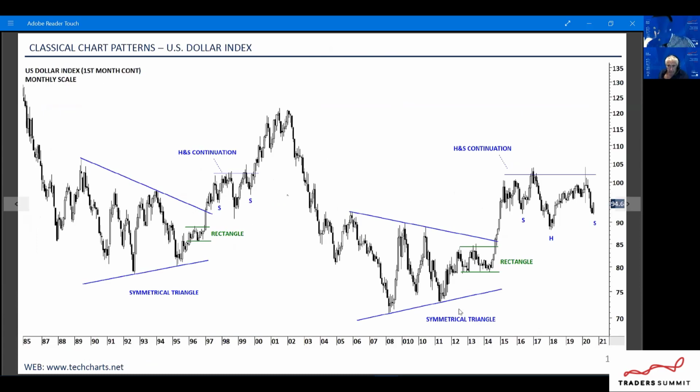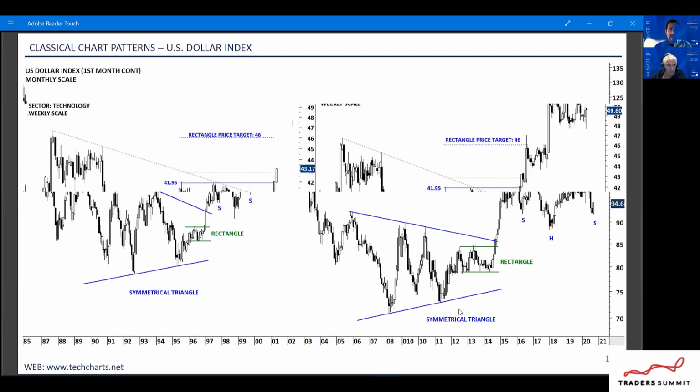Now let's move to some more exciting current examples. Again, we're going to apply what we have seen, the classical chart patterns, on the price charts of long-term FX charts. Now, the widely discussed and talked about US dollar index.